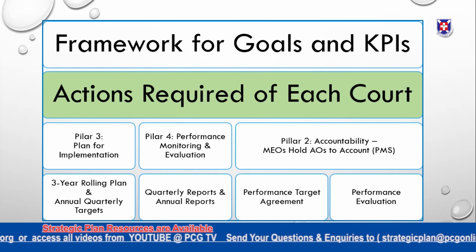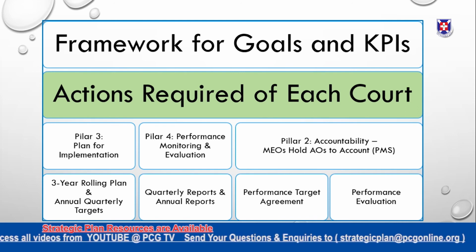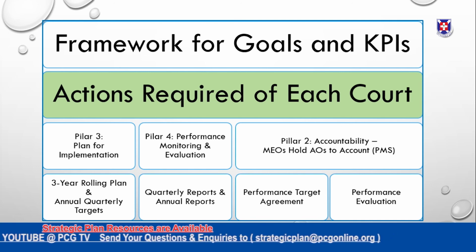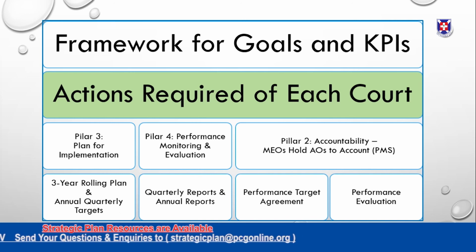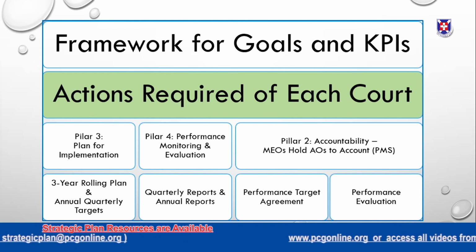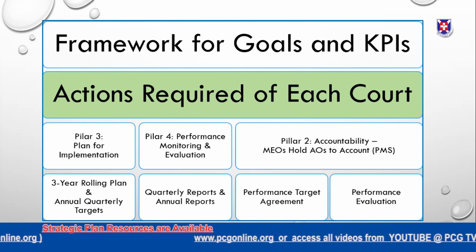So the General Assembly Council has developed a KPI framework, and so what? It being on paper on the website for you to go and look at is not enough if you don't work with that framework. So what actions are required of each court once you pick a copy of the framework? It says it helps you to undertake Pillar 3, plan for implementation.